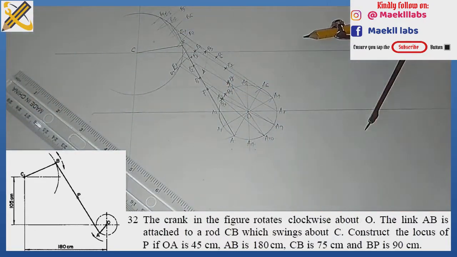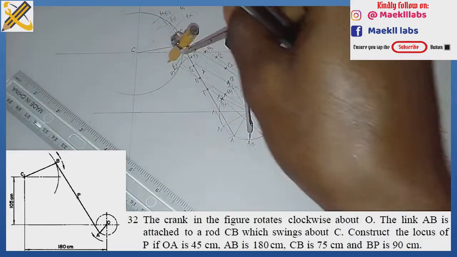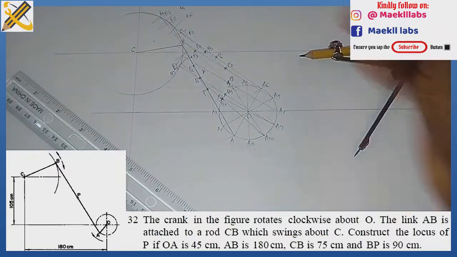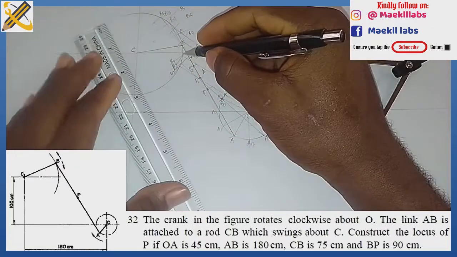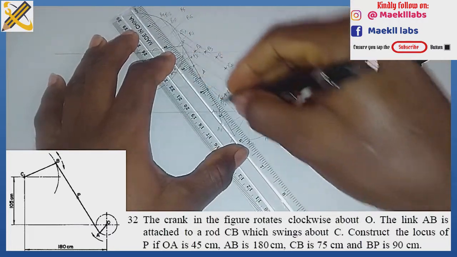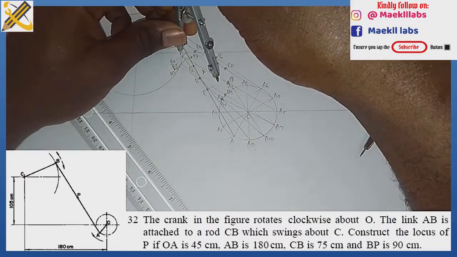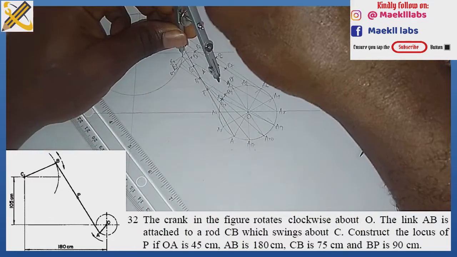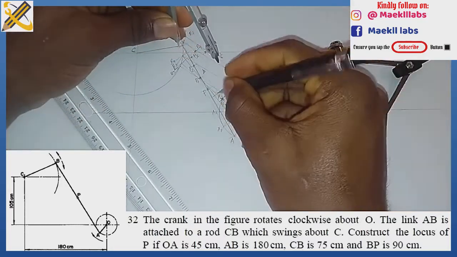With the same length 90 on A11, I strike an arc right here. So this is my B11. From mark B11, which is right here, to the bigger arc, then to A11, I draw. After drawing that, with length 45 from my point B11, which is here, I strike an arc right here.